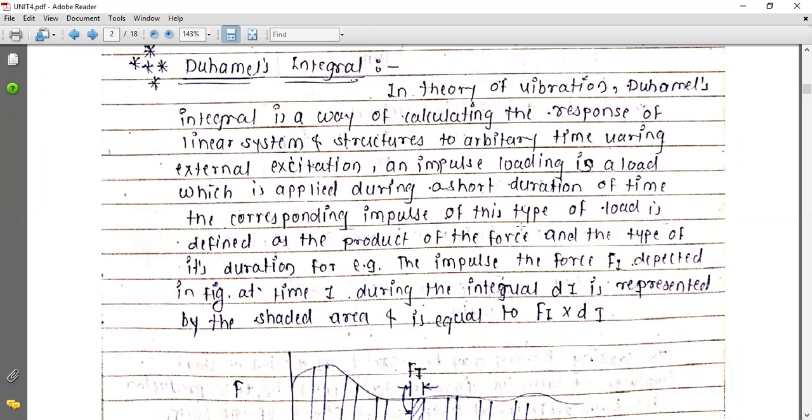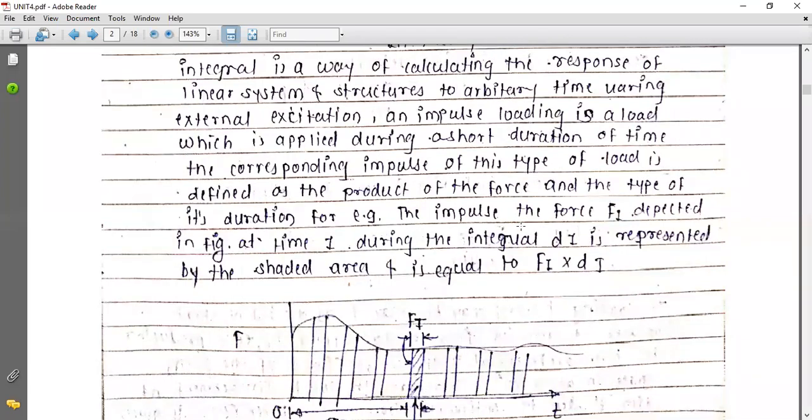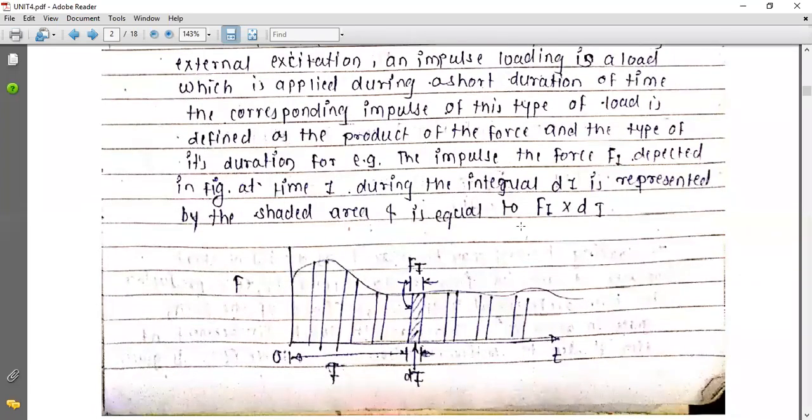What is said here is that Duhamel's integral is based on the impulse force. What is the impulse force? You can see here a small diagram. These are some of the cross-sectional areas of F(τ), the impulse areas. If we take an integration of this, we can calculate it: if there are n number of areas, then we calculate by taking the integral.